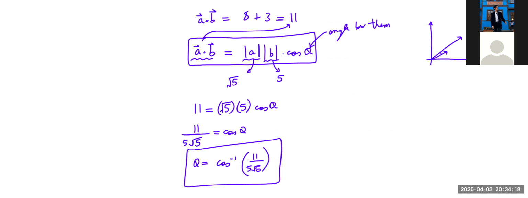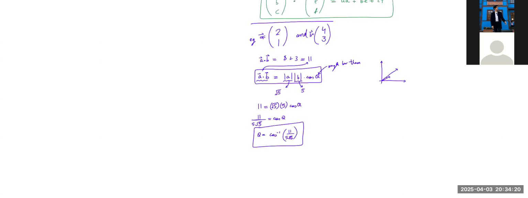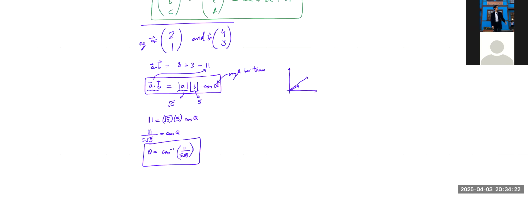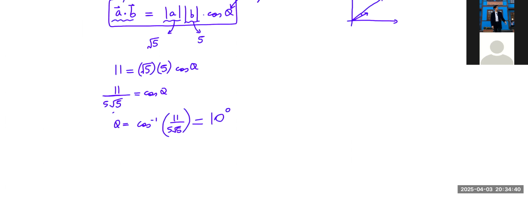So that's the main purpose of the dot product. It tells you the angle between two vectors. So you can calculate this as cosine inverse of 11 over 5 root 5, and that gives you 10 degrees, which is a tiny, tiny angle. 10 degrees is like this much, right? Or basically that much, the one I just drew. So, here's another interesting use case of the cosine rule.